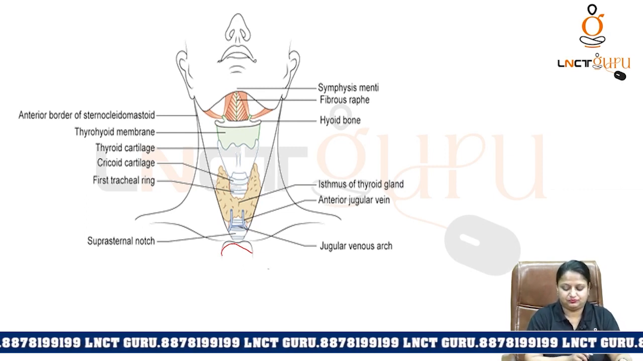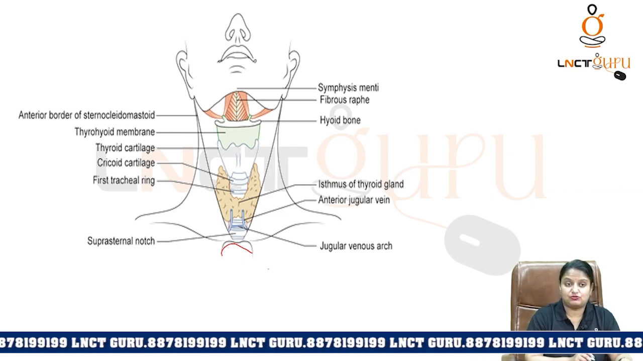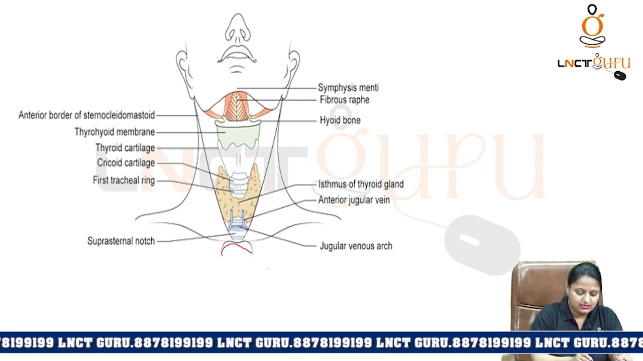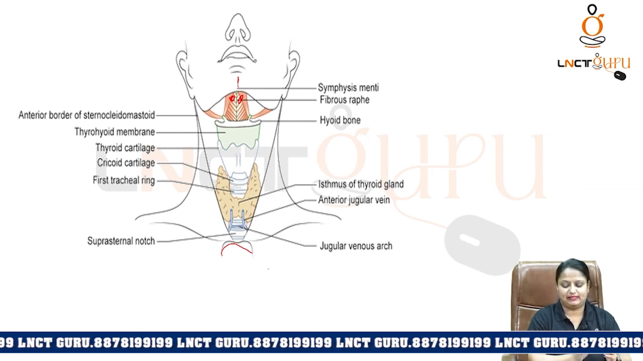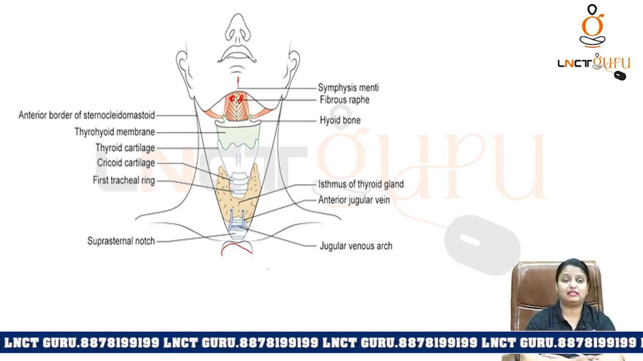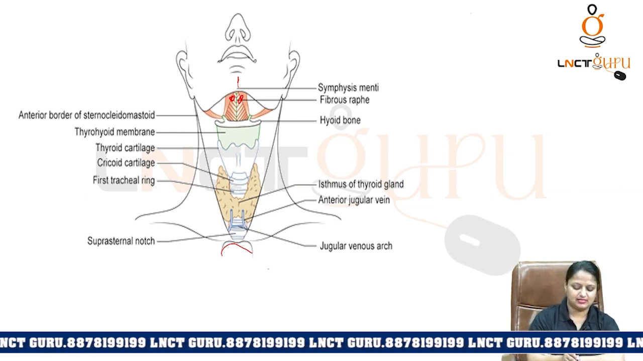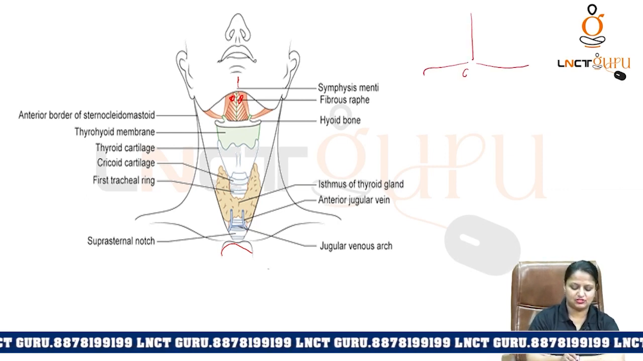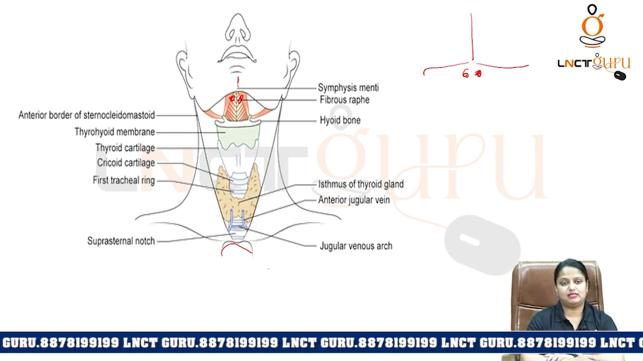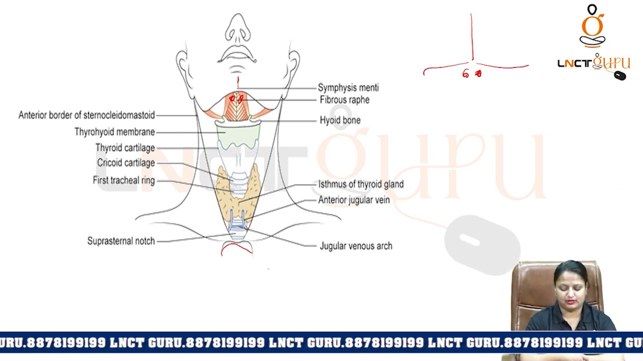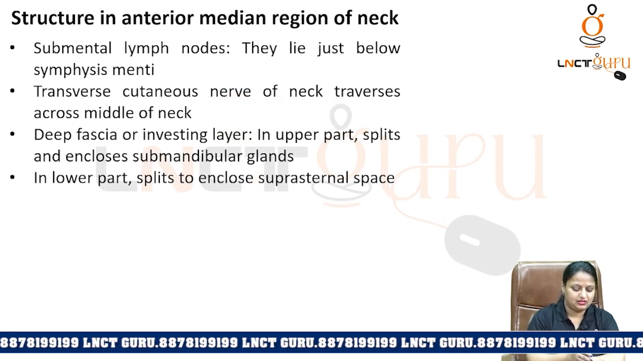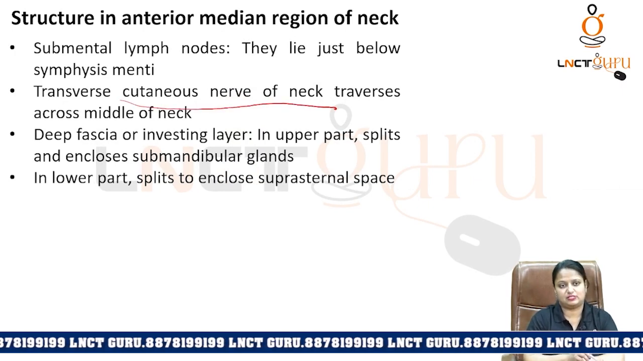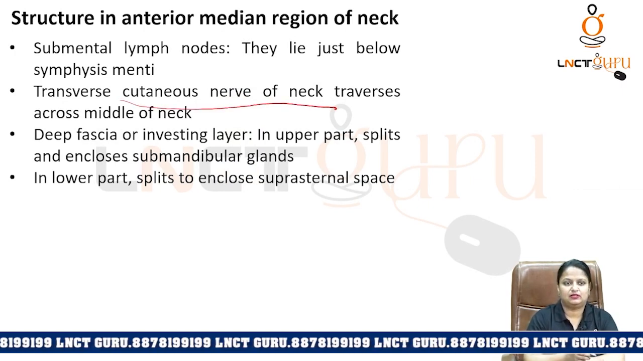Then other structures which are piercing superficial fascia: this is symphysis menti, and just below it is the submental lymph node. If the two bones meet here at symphysis menti, just below it there will be submental lymph nodes. Then the superficial fascia is also pierced by the transverse cutaneous nerve of neck.